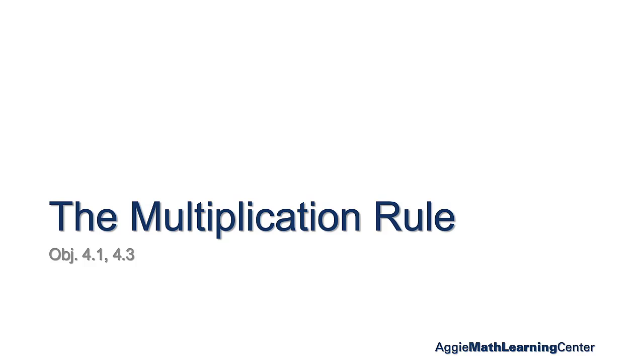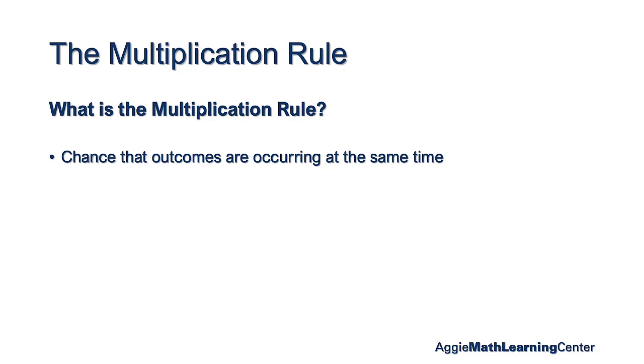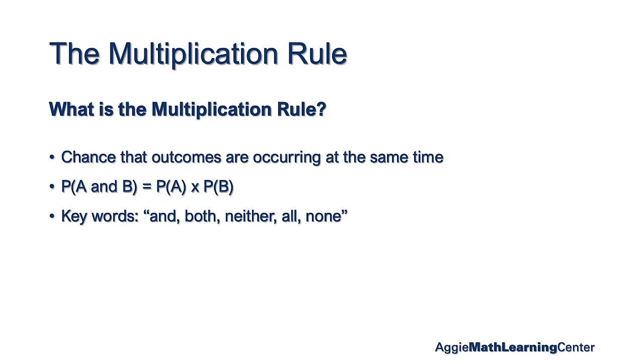Next, let's learn about the multiplication rule, also incorporating our knowledge of independence and dependence. We use the multiplication rule when we wish to find the chance that different outcomes are occurring at the same time. We can represent the multiplication rule by saying the probability of A and B is equal to the probability of A multiplied by the probability of B. When reading a word problem, you will want to look out for words such as and, both, neither, all, or none. These indicate that you will be doing the multiplication rule in order to solve for the answer.